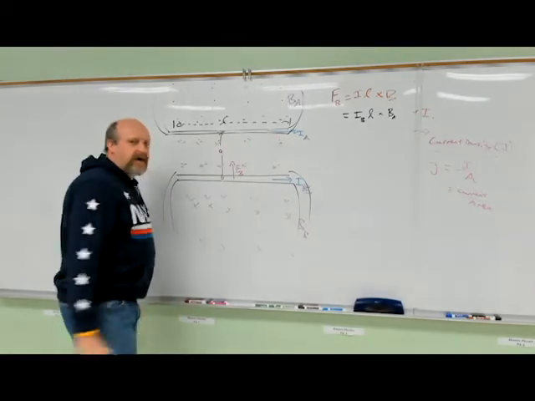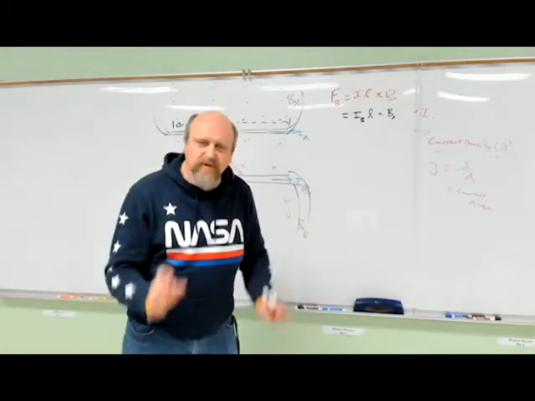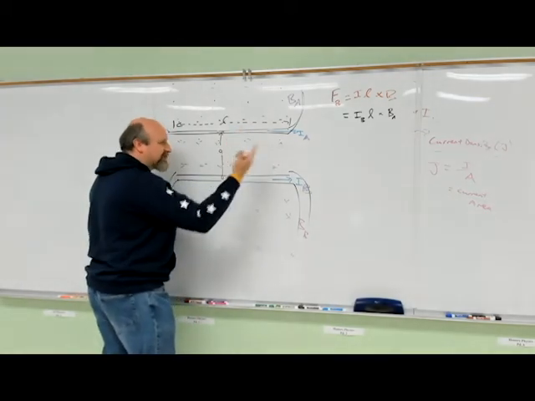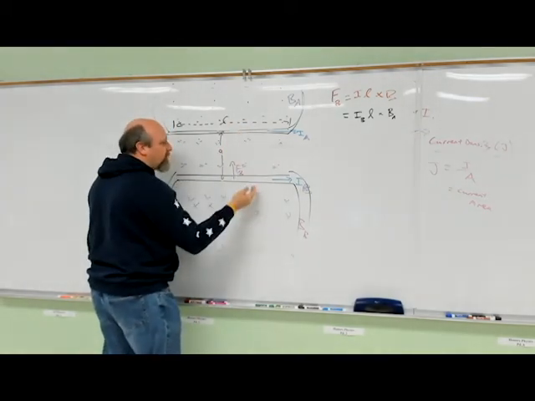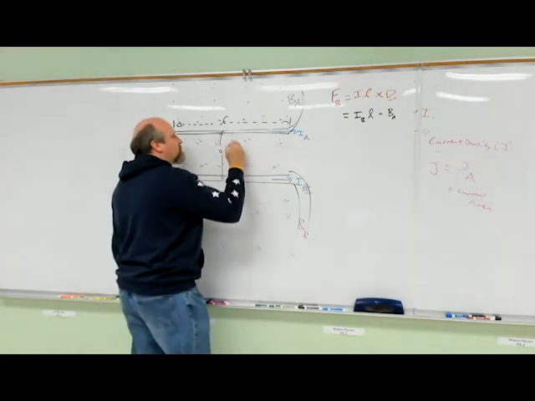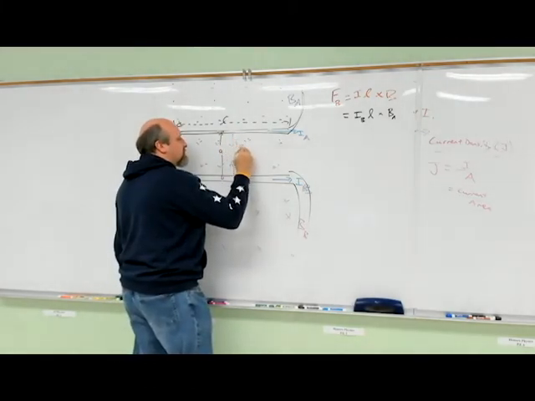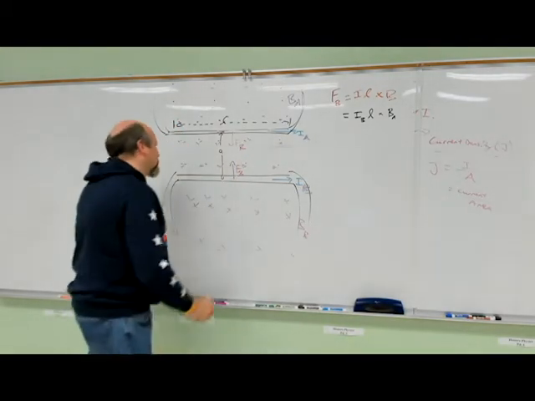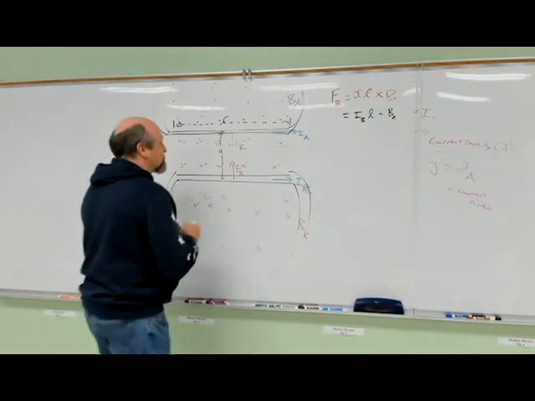Which way is the force on this guy? You say, I don't have to do a right-hand rule. I know Newton's third law. If wire A pulls wire B up, then wire B better pull wire A down. These wires are going to attract each other. That B's for magnetic. All right, fine. I'm going to fix that because it's driving me nuts.